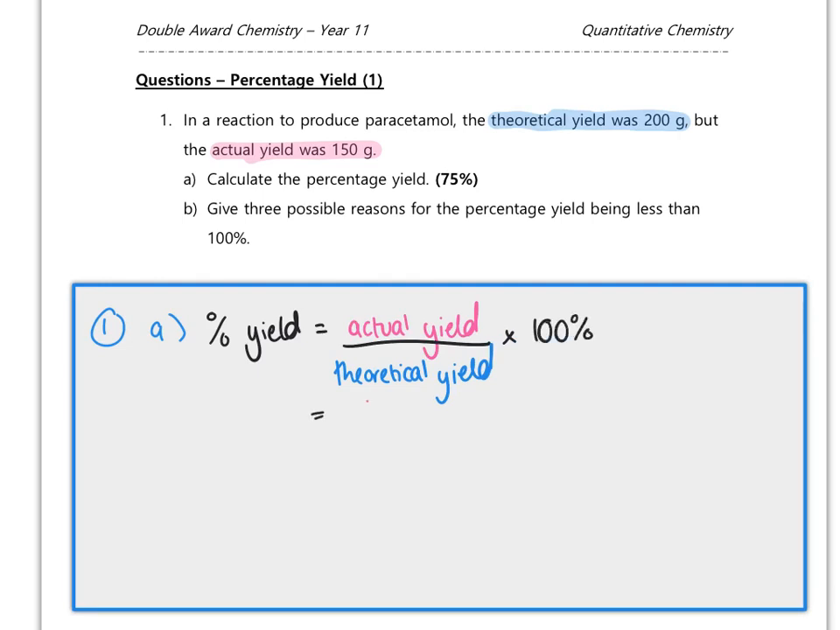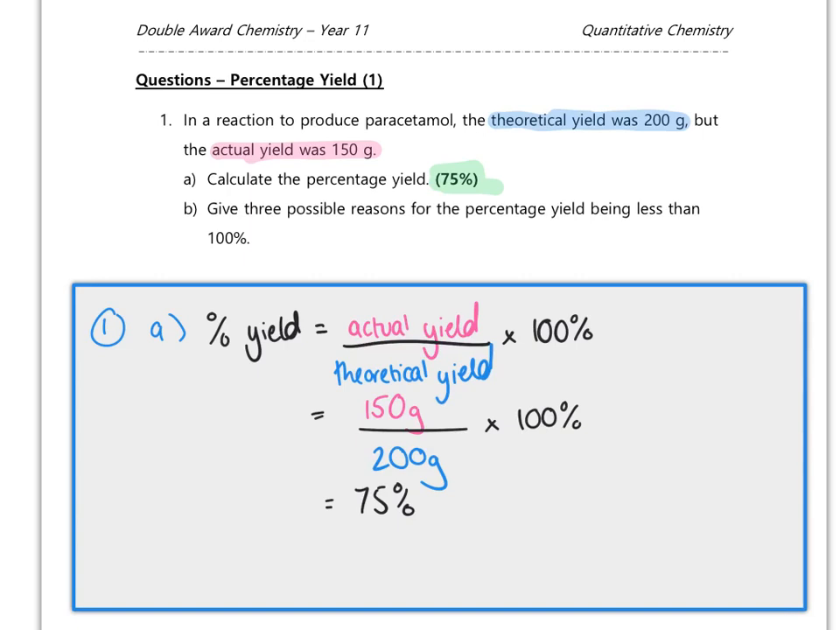So our actual yield is 150 grams. Our theoretical yield is 200 grams. And then we multiply by 100%. If you put that into your calculator, then your final answer should be 75%. And as you can see, I have given you the final answer for each of these to make sure that you've done it right. If you don't get the same answer, then look to see what you have done wrong.